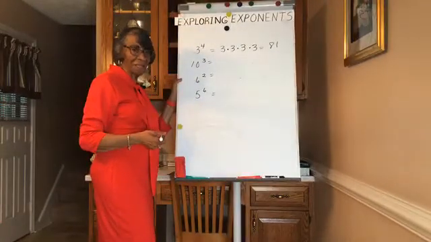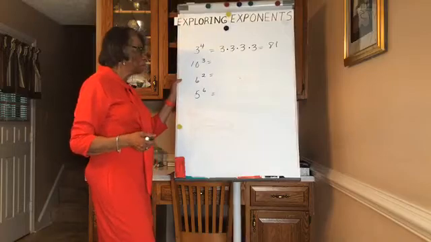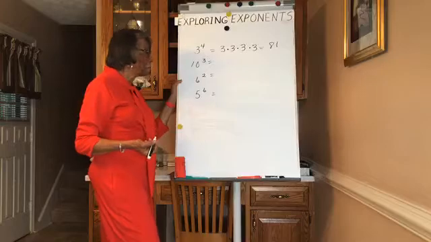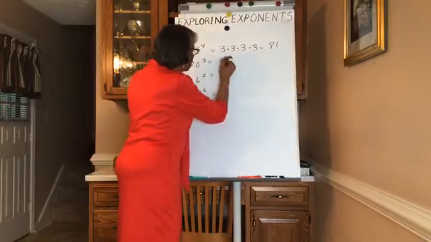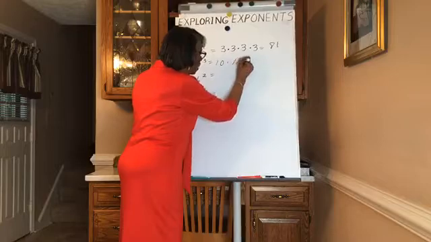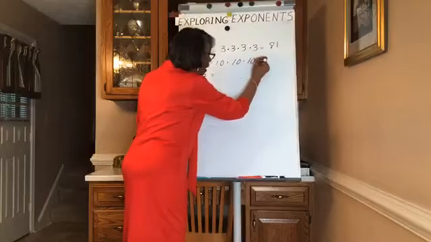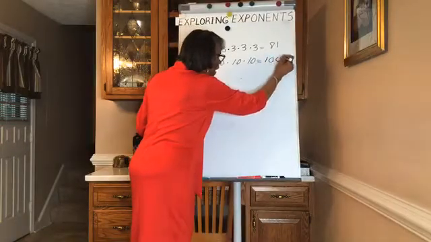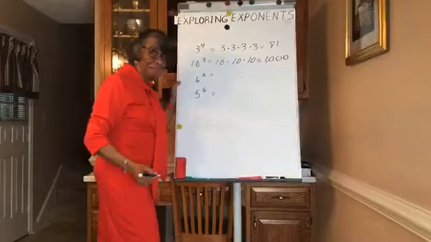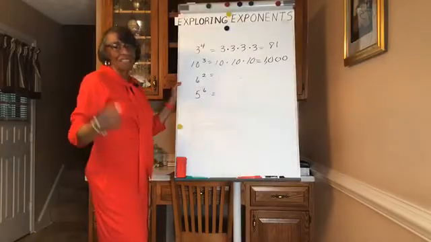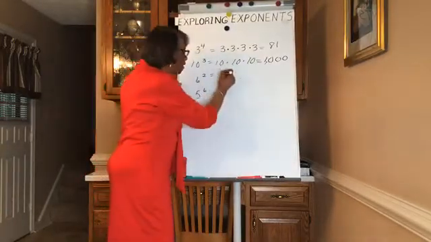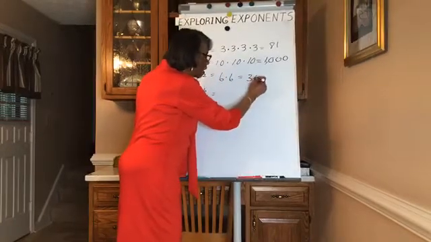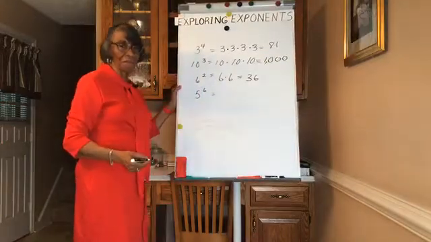All right, 10 to the 3rd. 10s are very easy. So right away, I can look at the 10s and see what they would be. But I'll write it out this time. 10 times 10 times 10. And so that's 1 and 3 zeros. 1,000. Did you get that? Sure you did. 6 to the 2nd power, that's easy. 6 times 6, and that's 36.